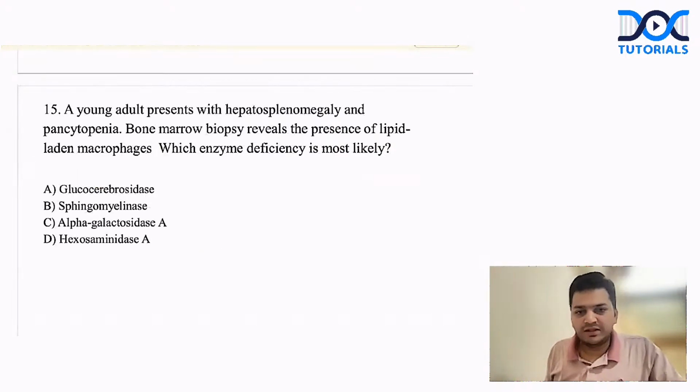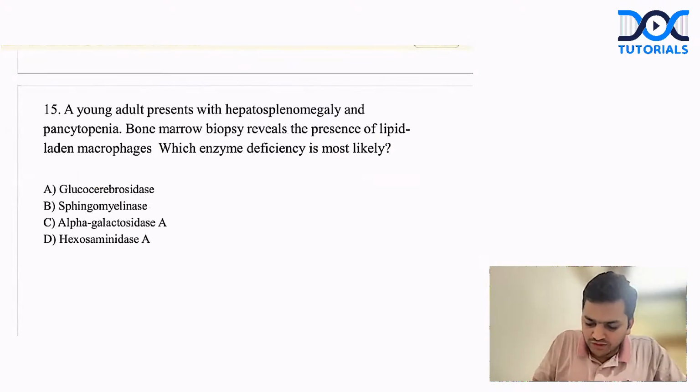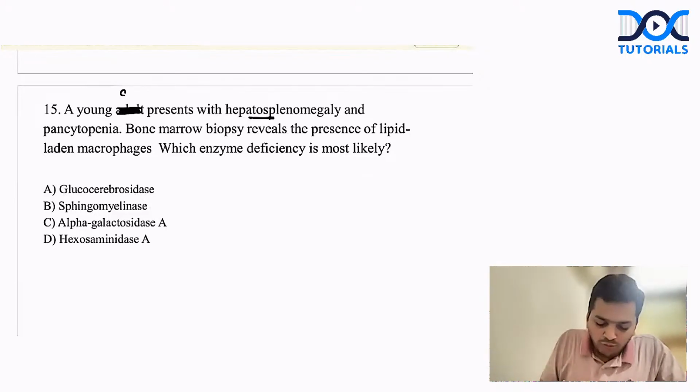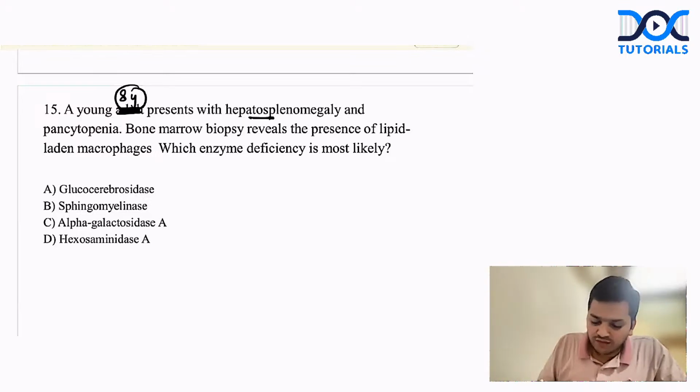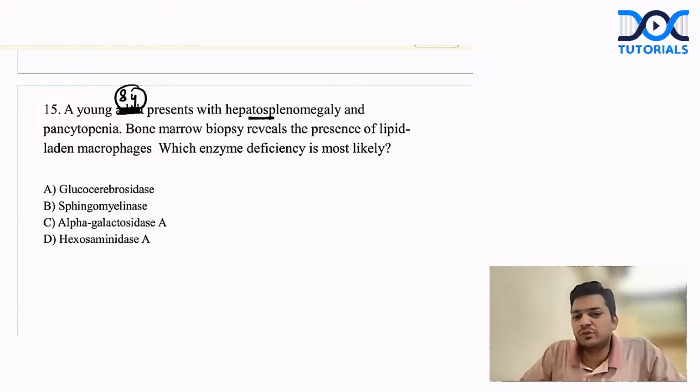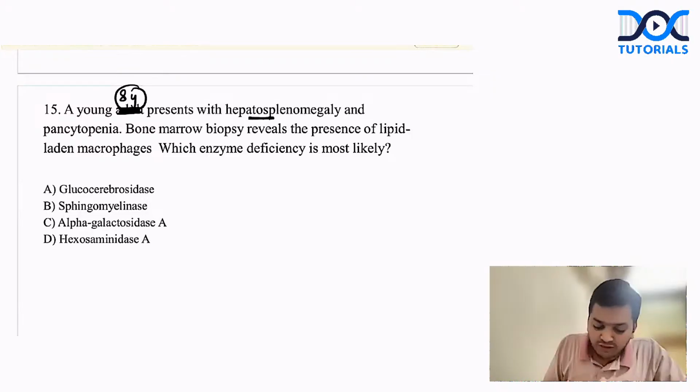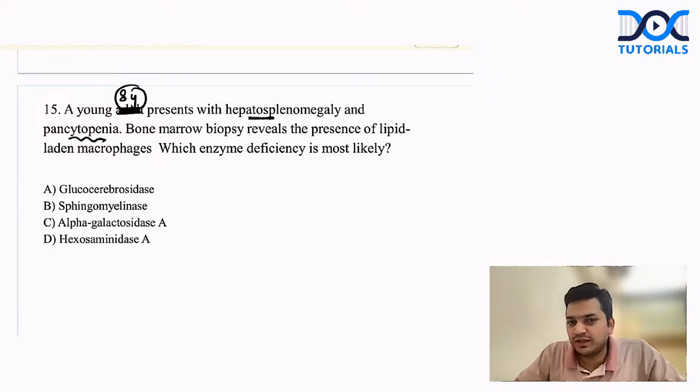A young adult presents with hepatosplenomegaly. Actually, it's not an adult, just young, around an 8-year-old boy. He is presenting with hepatosplenomegaly and pancytopenia. The bone marrow biopsy reveals the presence of lipid-laden macrophages. Which enzyme deficiency is most likely to be there? Because they have talked about hepatosplenomegaly, something is accumulating in the liver and the spleen. Plus, something is accumulating in the bone marrow also. That is why the pancytopenia is there, right? Some lipid is accumulating in the bone marrow, in the cells also. The lipid-laden macrophages are there.